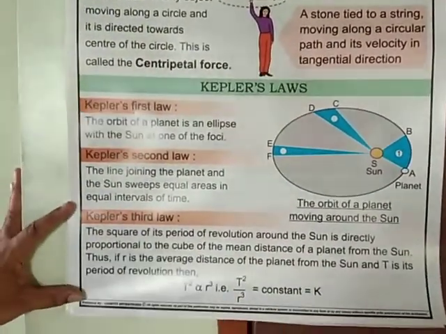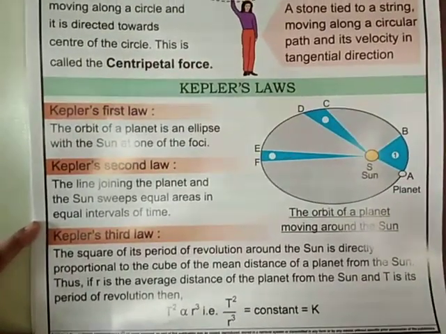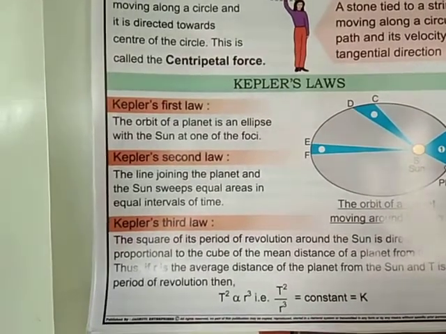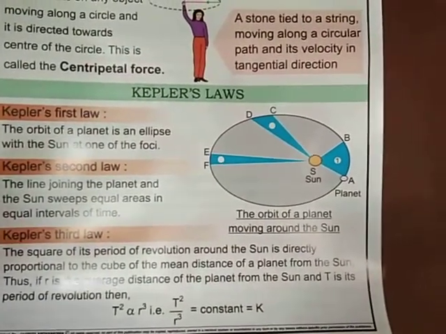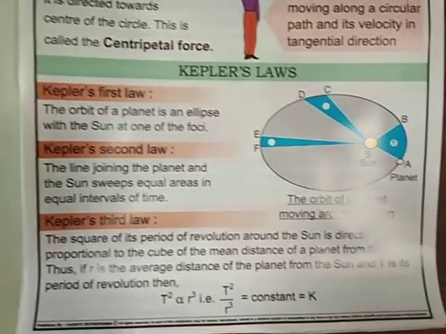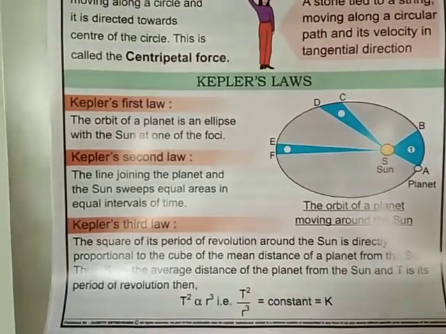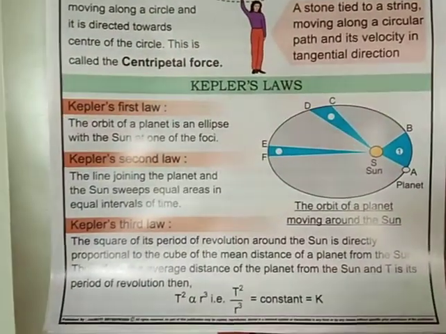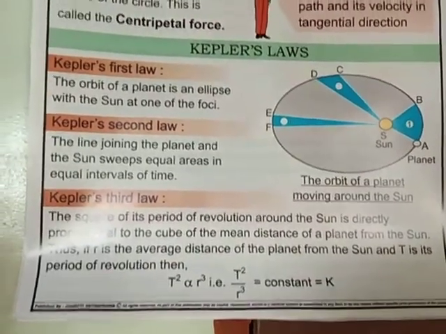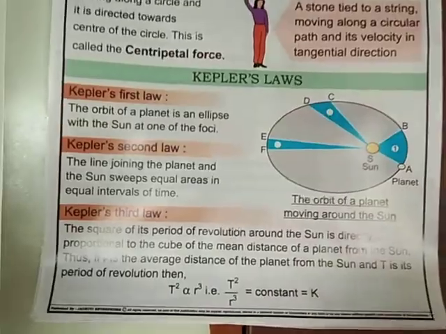And Kepler's third law is that the square of its period of revolution around the sun is directly proportional to the cube of the distance of a planet from the sun. Thus, if r is the average distance of the planet from the sun and T its period of revolution, then T square is directly proportional to r cube. That means T square divided by r cube is equal to a constant, k.